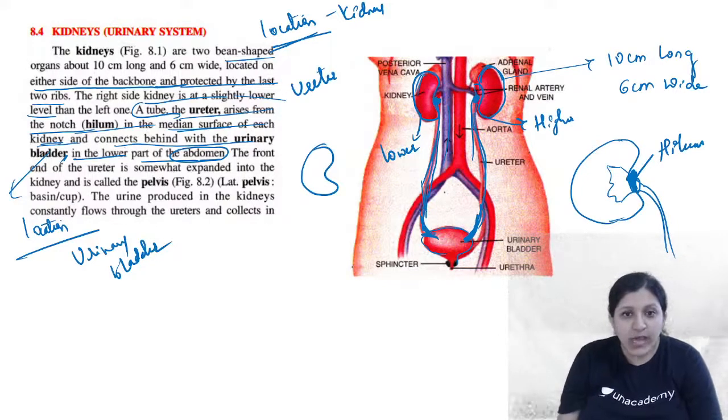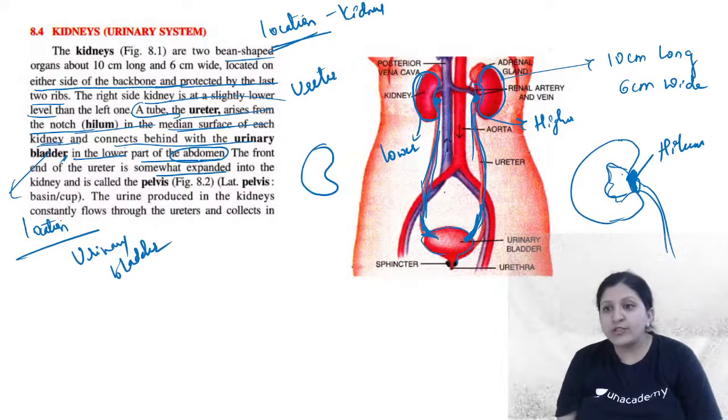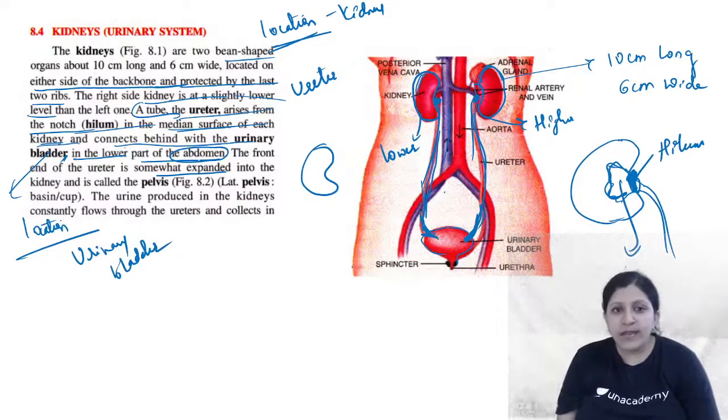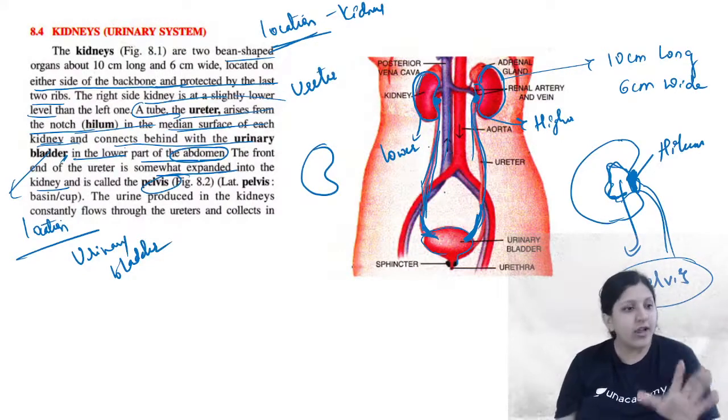Okay, then you can see the front end of the ureter. So this is the front end of the ureter, and it is somewhat expanded. You can see it is not as narrow as this one. So this is somewhat expanded over here, and this area, what is there? This we call a pelvis. Okay, so the front end of the ureter is somewhat expanded into the kidney, and that we call a pelvis. So the pelvis location also you need to know. Okay, so this is the pelvis location. The expanded part of the ureter, that itself we call a pelvis.